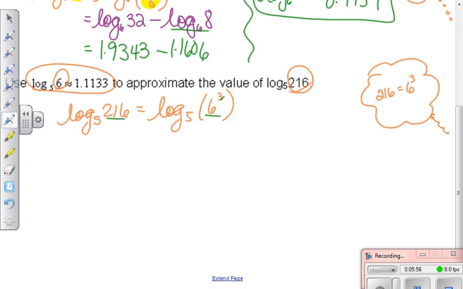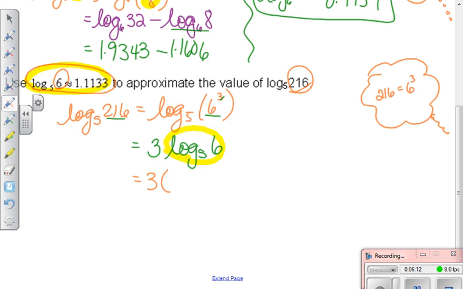Now I'm going to apply my exponent rule, and I'm going to say 3 log base 5 of 6. I know what the log base 5 of 6 is, so I can replace this. So I have 3 times 1.1133, simple multiplication.